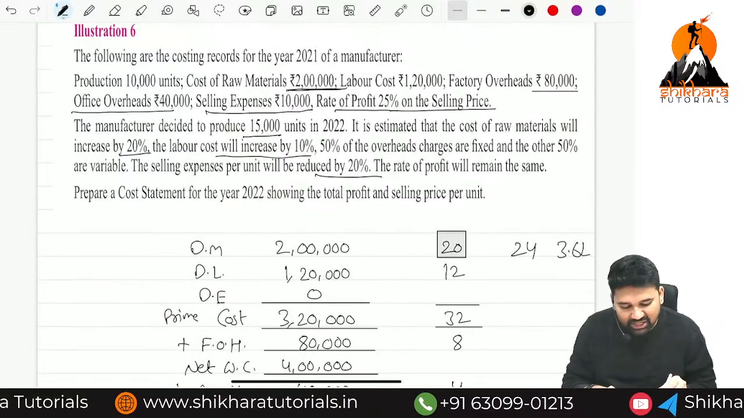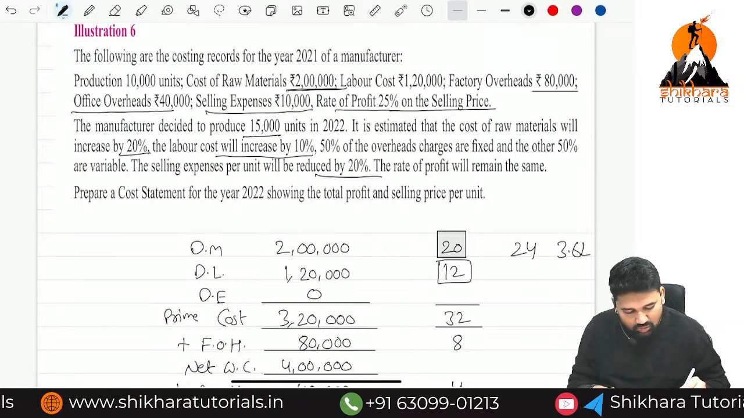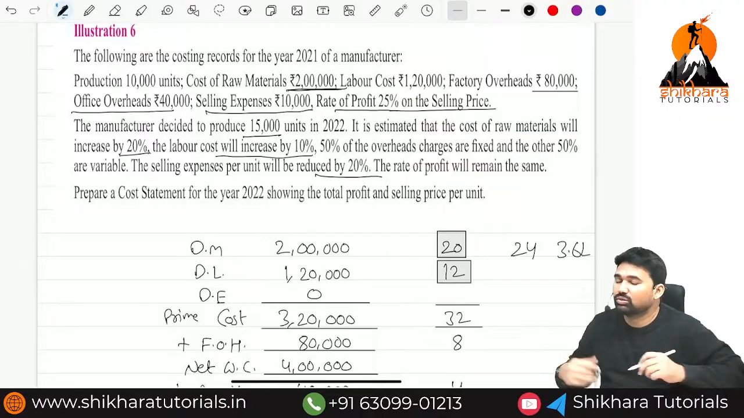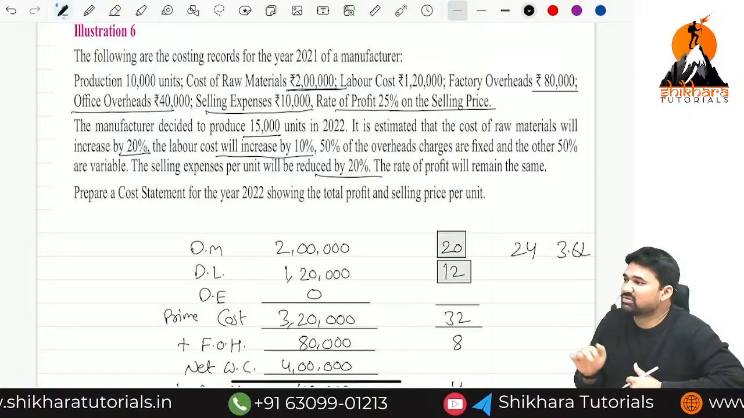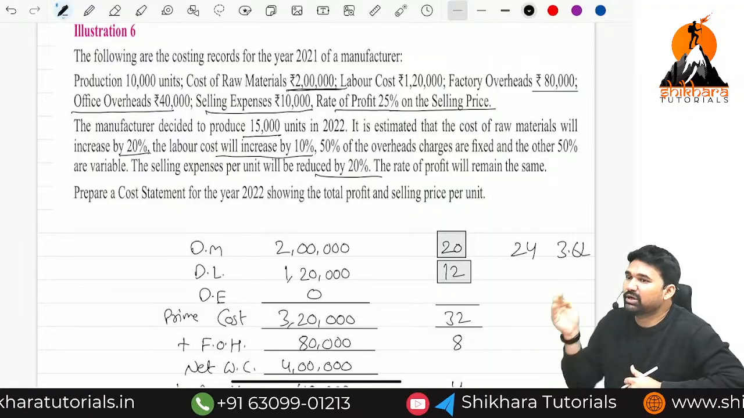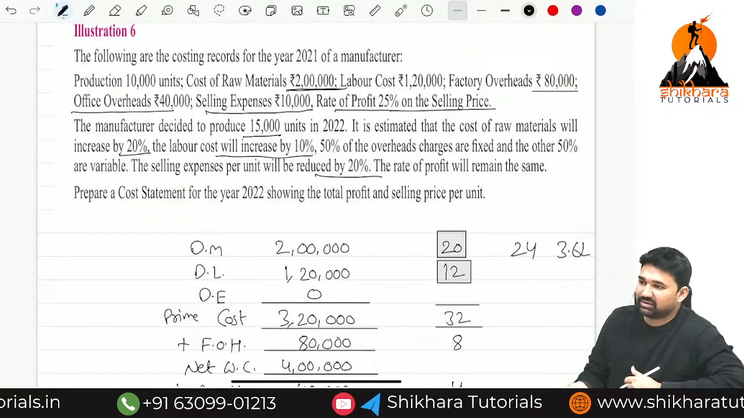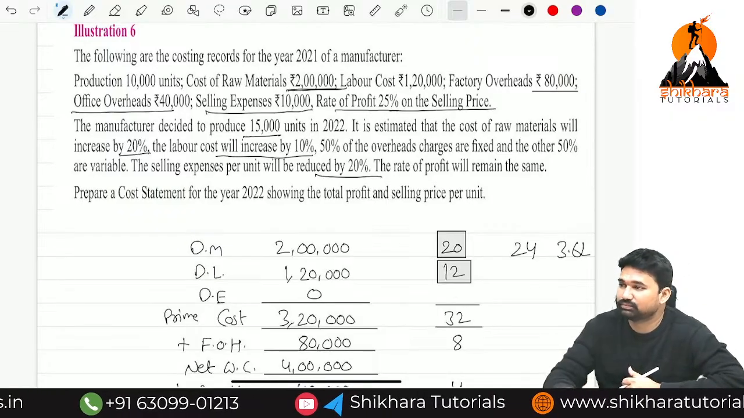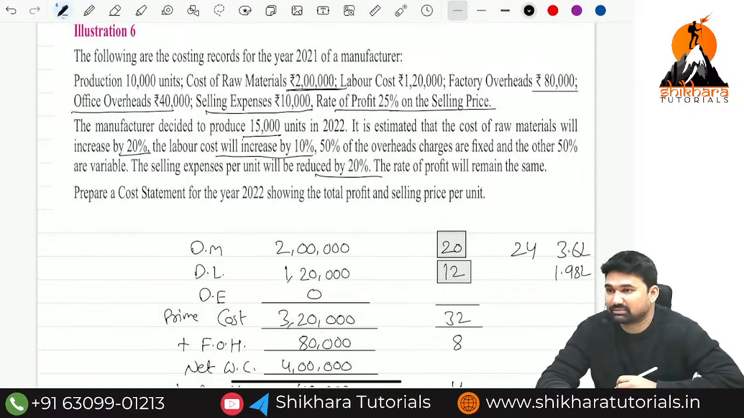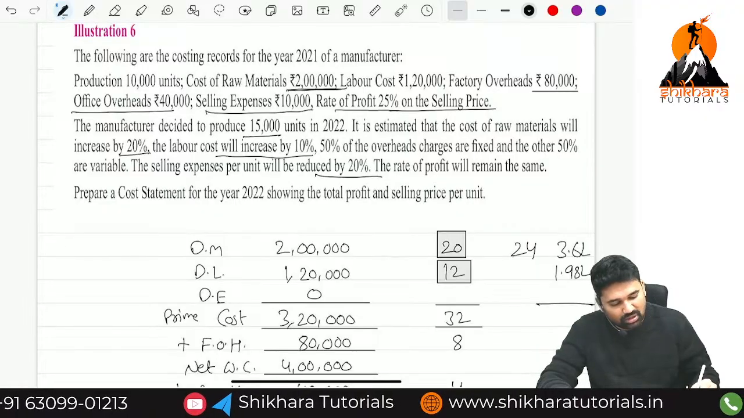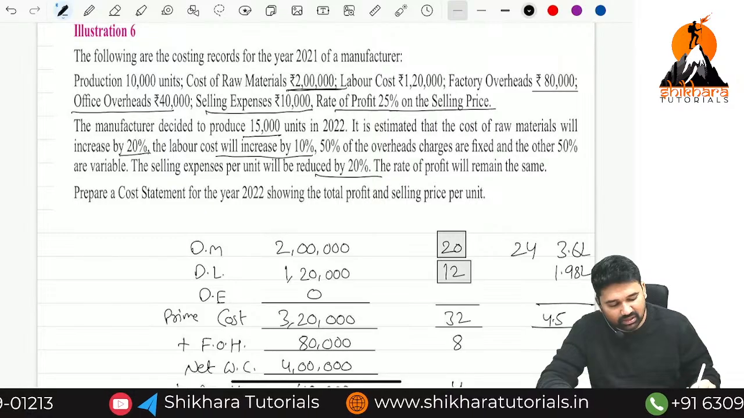the labor cost will increase by 10%. How much is the labor cost? 12. So 12 into 10% means 1.2, right? That means 12 plus 1.2, 13.2. 13.2 into how many units? 15,000 units. Solve it. 15,000 into 13.2 is 1 lakh 98,000, that is 1.98 lakh. So this sums up to the prime cost. Okay, 4 lakh 58,000 something it will come.